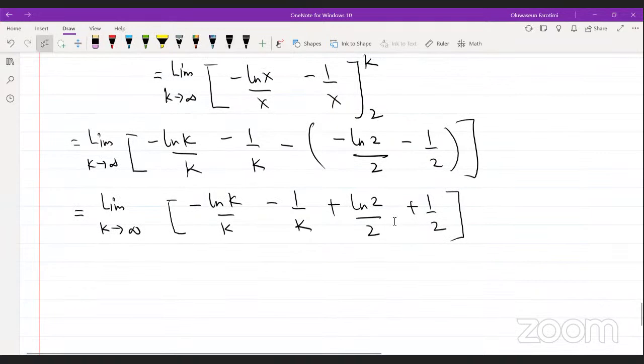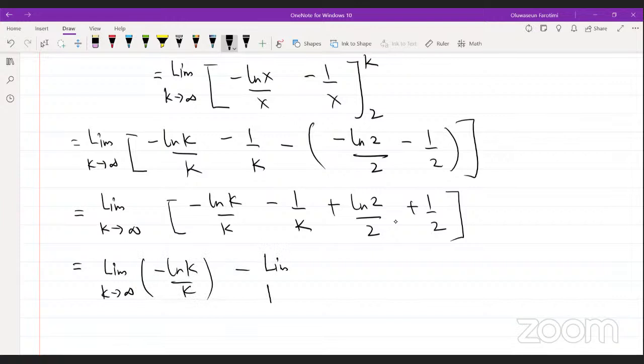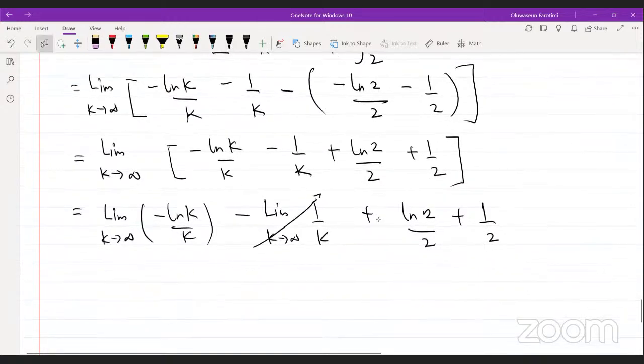Interesting. Who remembers how to find limits? Now, if you find the limit of this, let me split it. This is the limit as k goes large, minus the limit as k goes large of 1 over k, plus the whole of this, which is a constant. You know the limit of a constant is just the constant. So the 1 over k term will go to 0.